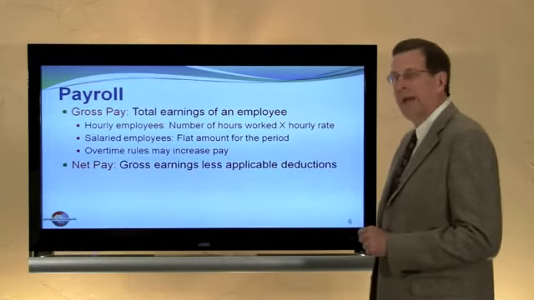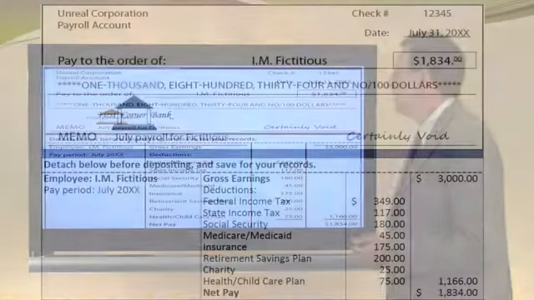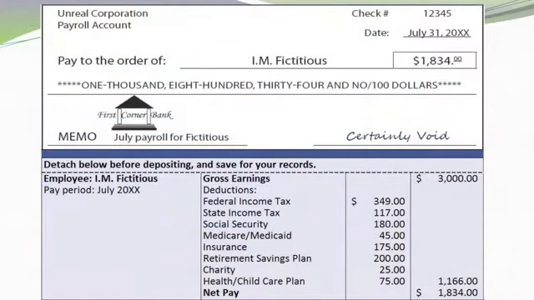Net pay is the gross pay less applicable deductions. So let's look at a paycheck. Here on the top, we've got a paycheck to I Am Fictitious for $1,834, even though their gross earnings was $3,000. We have $1,834 paid to the employee, or the net pay. This is offset by a variety of deductions related to federal income tax, state income tax, Social Security, Medicare, insurance, retirement plans, charitable contributions, health care, child care plans, and so forth. So you can see there's quite a difference potentially between gross pay and net pay.